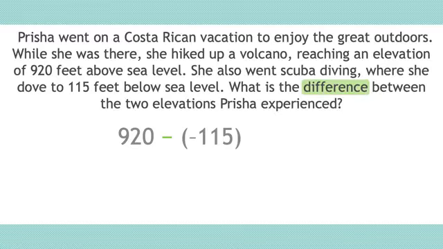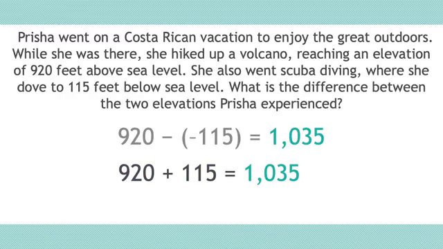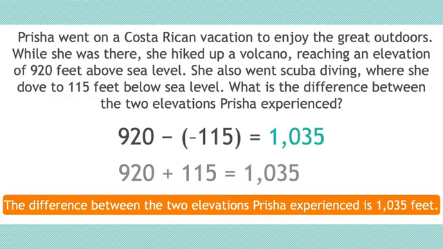So the problem we're solving is 920 minus negative 115, which we need to rewrite as the addition problem, 920 plus 115. 920 plus 115 equals 1,035. The difference between the two elevations Prisha experienced is 1,035 feet. That might be larger than you were expecting since one of the elevations was negative. But remember, we found the difference between the two elevations, which means the distance between 920 feet above sea level and 115 feet below sea level is 1,035 feet.